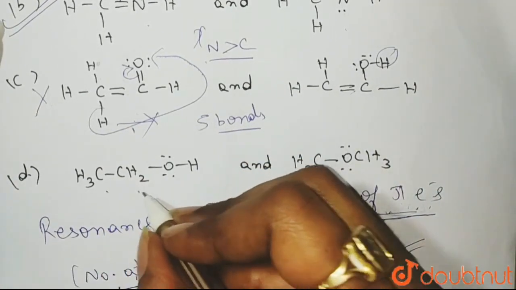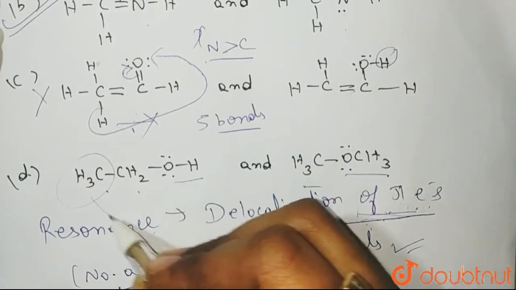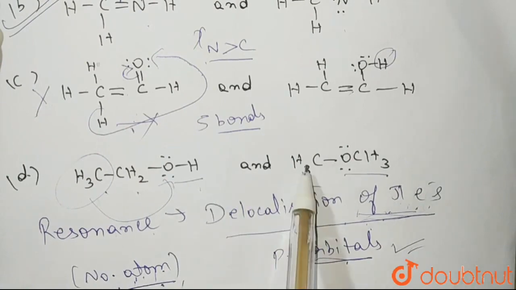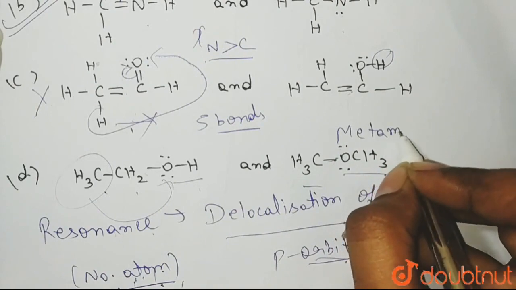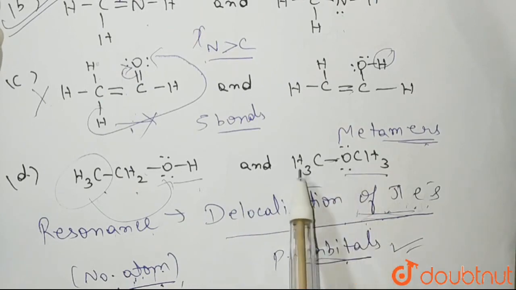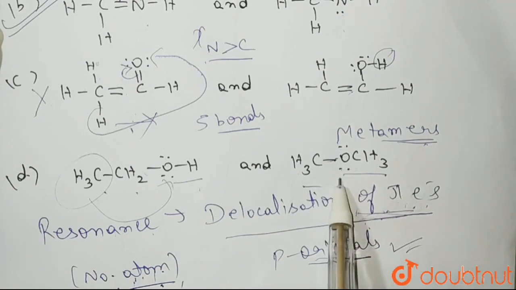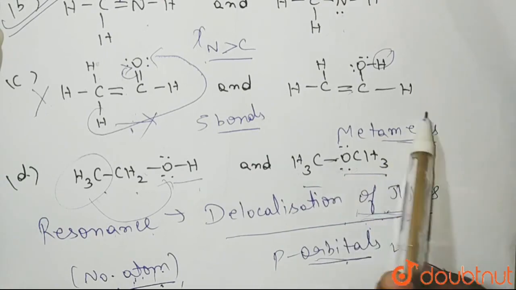Here it has CH3, CH2OH. Here it is getting CH3 and OCH3. So what is happening here? The whole CH3 group is migrating from here to this oxygen. As I said earlier, no atom is going to move, that's why this answer is incorrect. These two options are metamers of each other. We know that metamers are structural isomers where the number of carbon atoms on both sides of the functional group, here it is oxygen, are different.